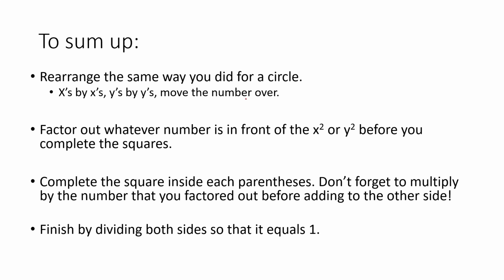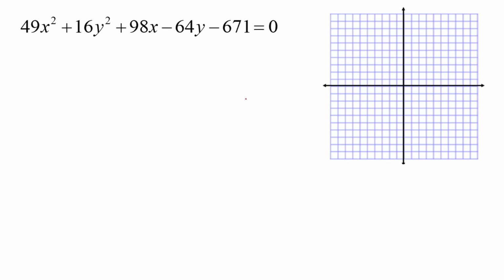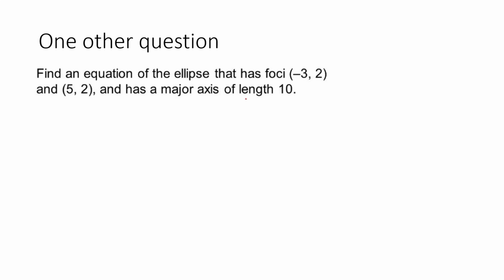And then the last thing you do is always divide so that you end up equaling 1. And that gets it into the form where the numbers on the bottom are the radii. All right, so the last sort of question we would ask you is something like this, where we give you some information and you need to work backwards. So you are trying to fill in the pieces for an equation like this.